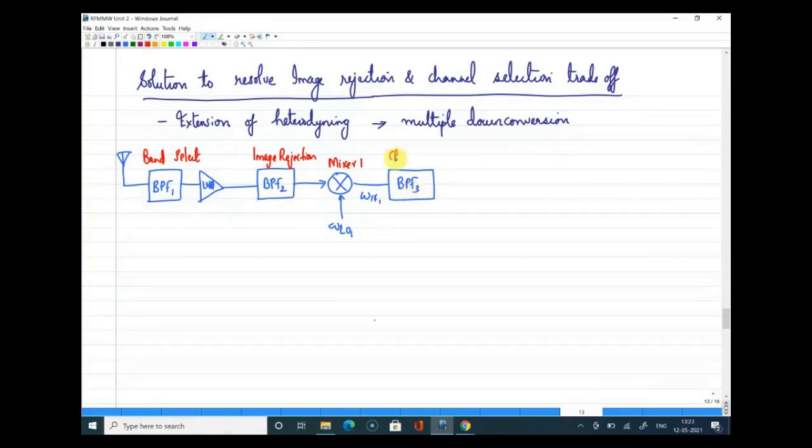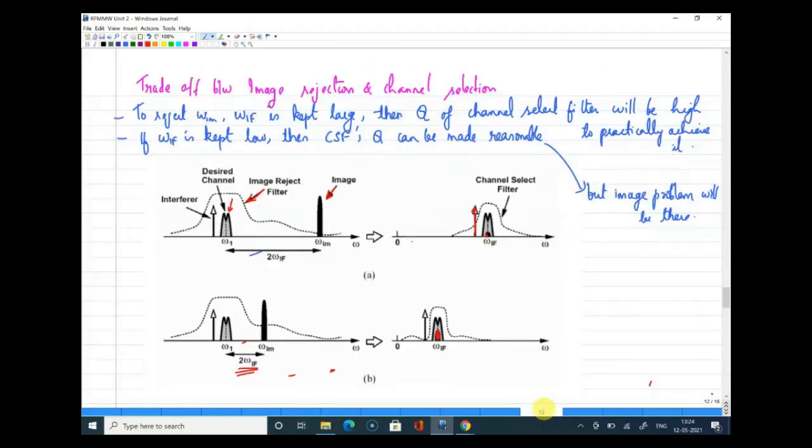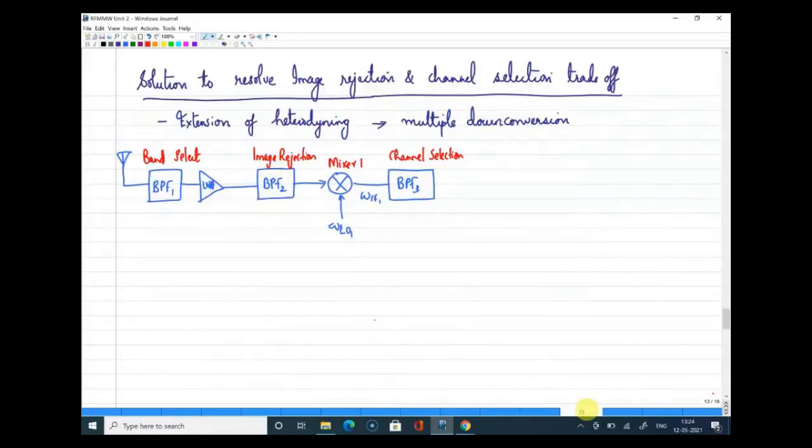So why I am calling it a band pass filter is because I am not using a small omega IF and thereby getting a frequency which is on the low pass side. Still the signal is in the pass band. So I'm using another band pass filter for channel selection. Now what is the specialty of this? Look at the first filter, which is the image rejection filter. After understanding the trade-off, in order to reject the image properly, I am keeping omega IF large. That is what I am still following here. So intermediate frequency is kept large. Omega IF1 is still large.